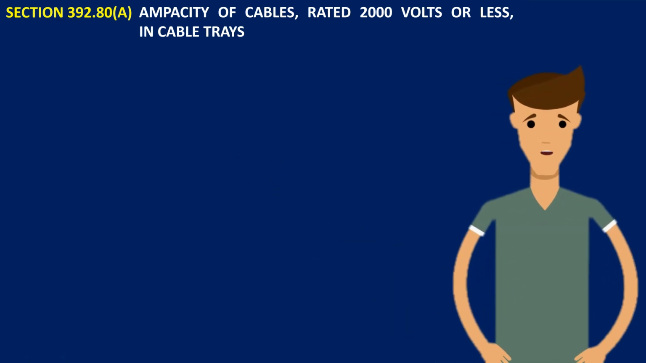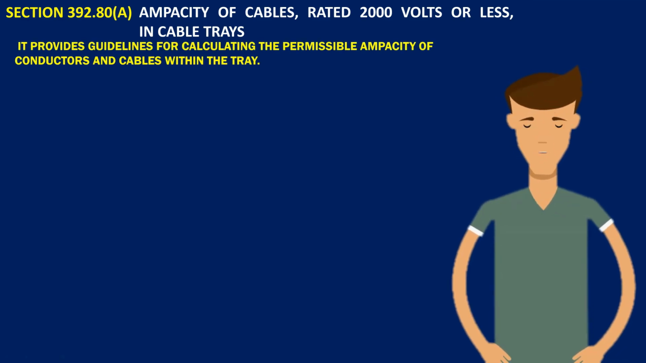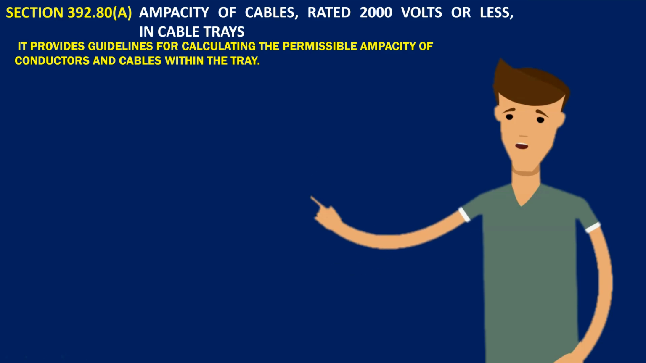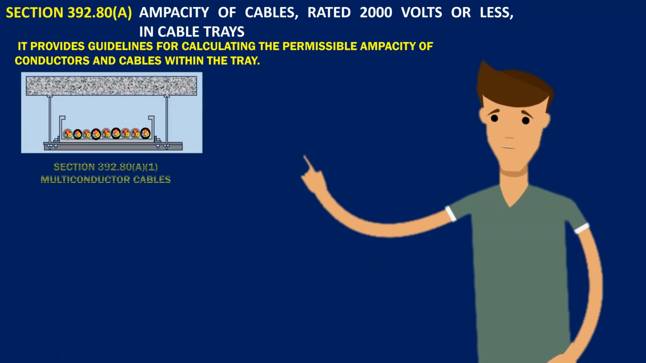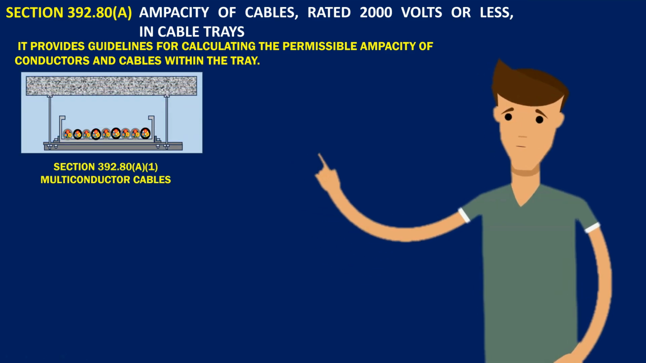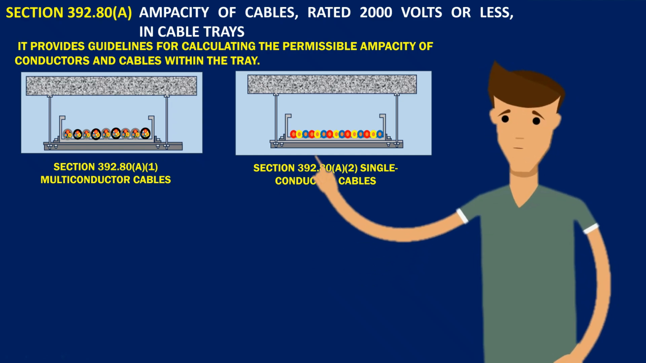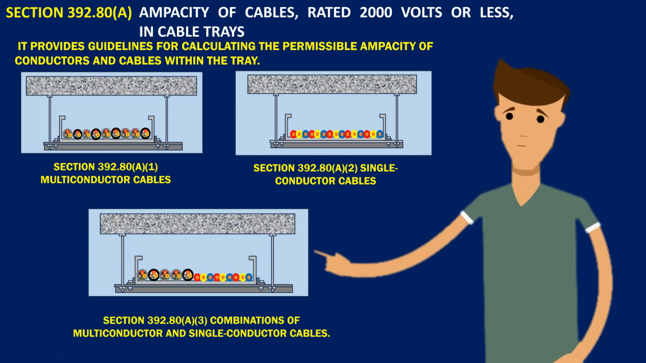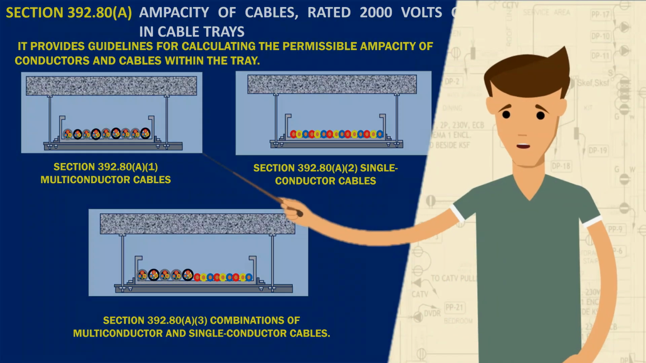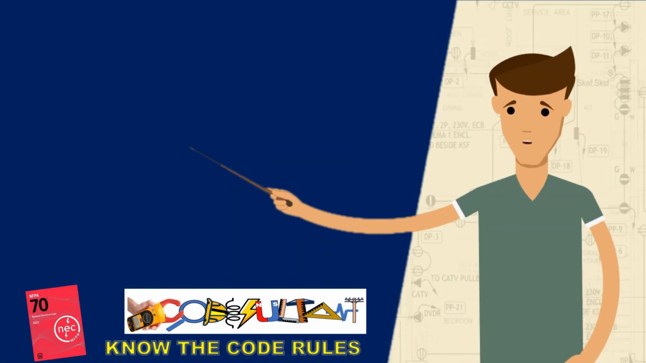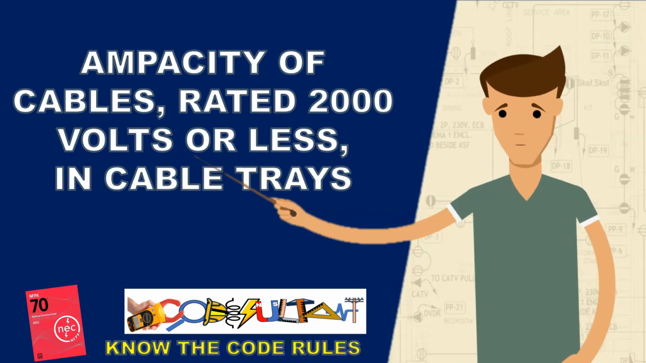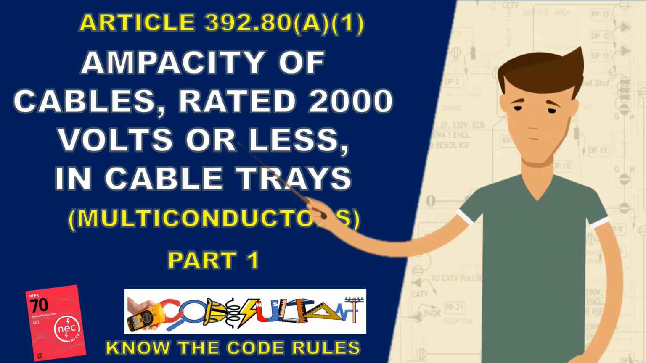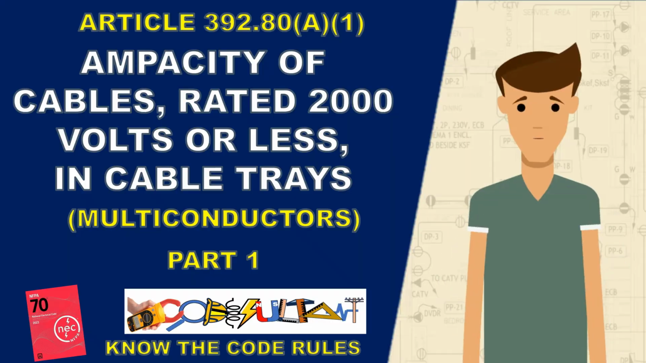It provides guidelines for calculating the permissible ampacity of conductors and cables within the tray. This section includes three scenarios. First, multiconductor cables in cable trays. Second, single conductors in cable trays. And third, a combination of both multiconductor and single conductors in cable trays. In the first part of this video, we will concentrate on the ampacity of multiconductor cables in cable trays, specifically under subsection 392.80(A)(1). Let's get started.